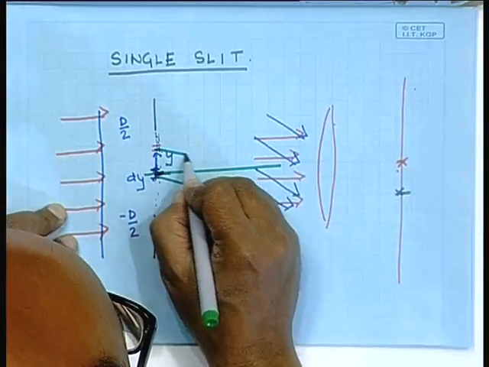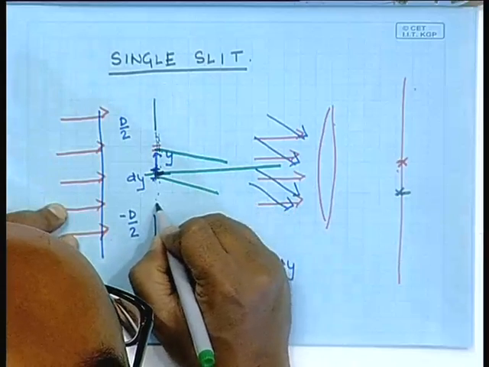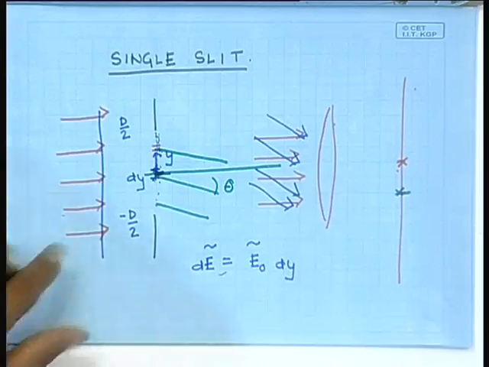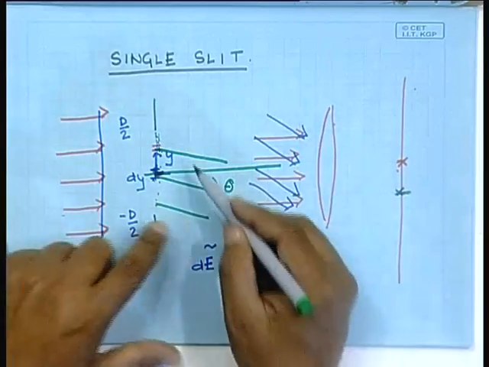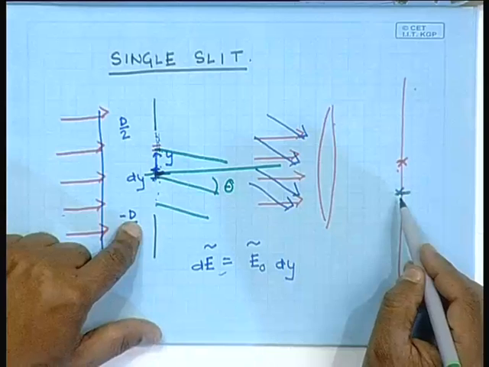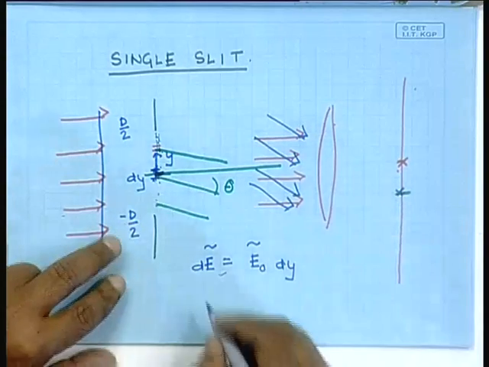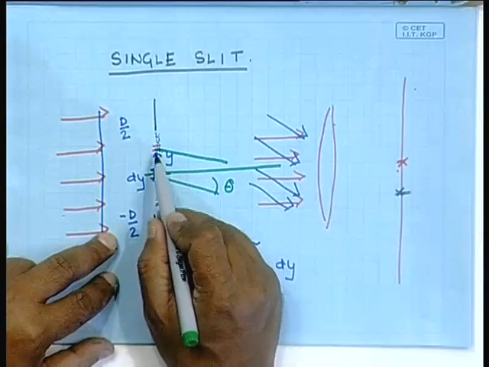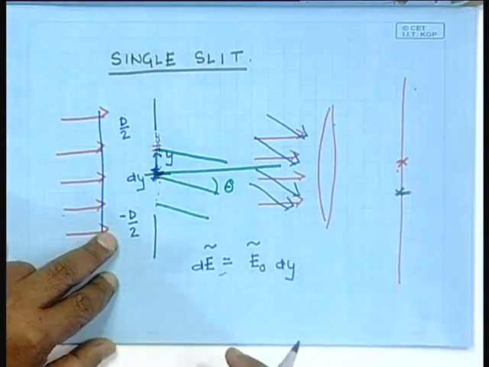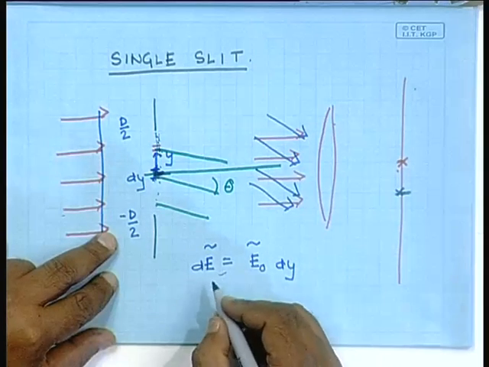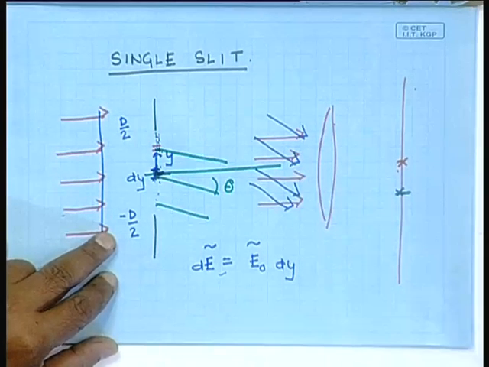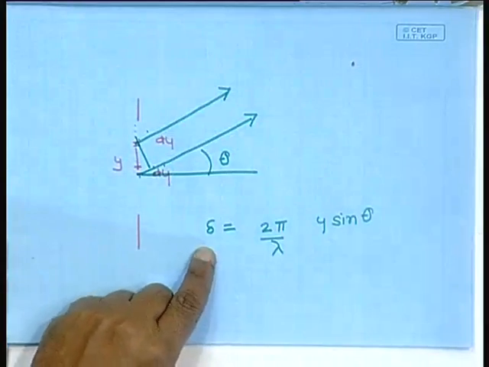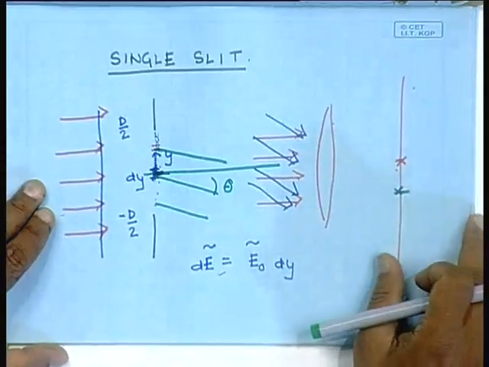So, I should be considering all the waves emitted at an angle theta from all these sources. And when they reach the screen, these different waves are not going to arrive at the same phase, there will be a phase difference. So, the wave emitted from a line element dy some distance y away from the origin is going to be at a phase difference, and the phase difference is delta, which I have calculated just now.